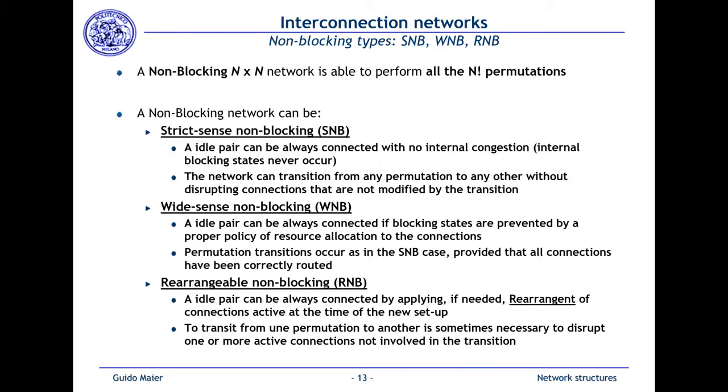Assume that these internal paths from 3 to 3 are different from each other, and from 0 to 2 are different from each other, but it may be that one path from 3 to 3 shares a common element with another path from 0 to 2. Okay. So in a strictly non-blocking network, this doesn't occur. So you can set up 0 to 2 using any path and 3 to 3 using any path. You will never have any blocking state.